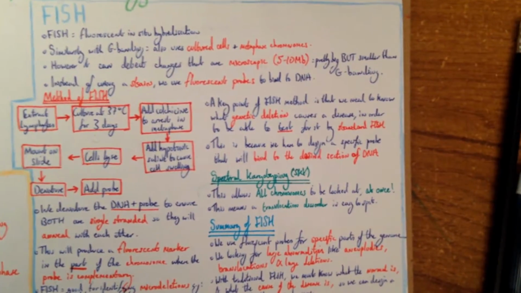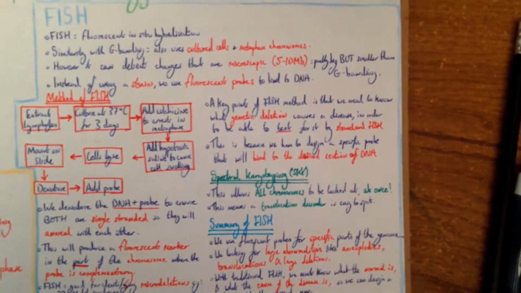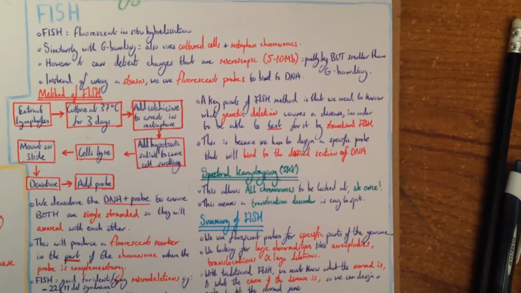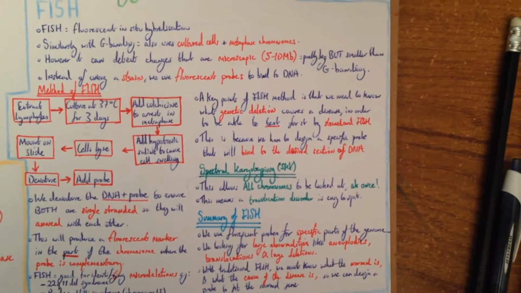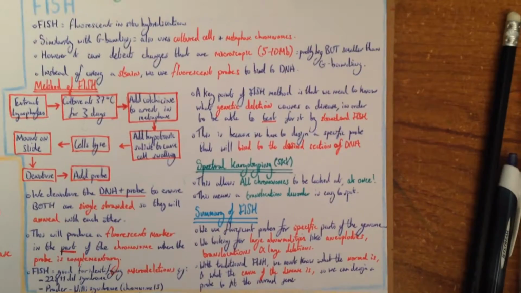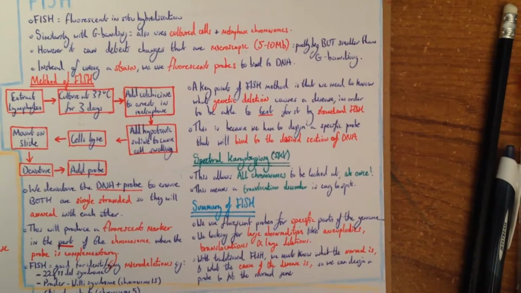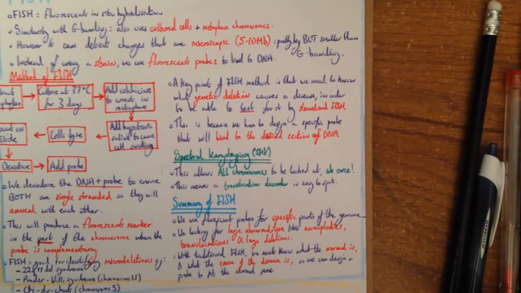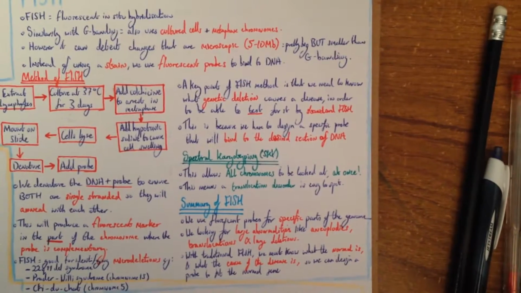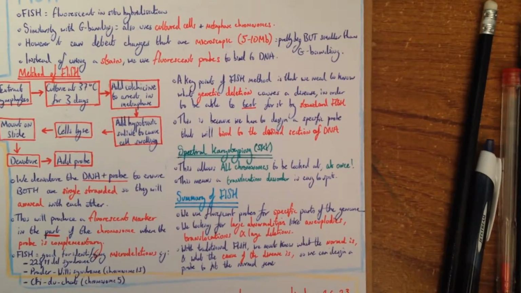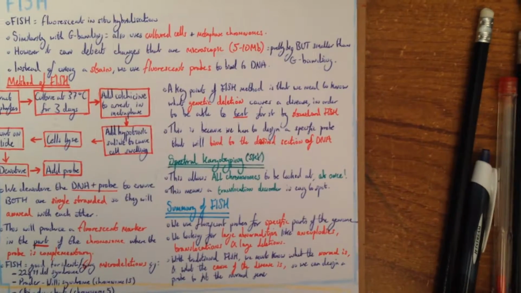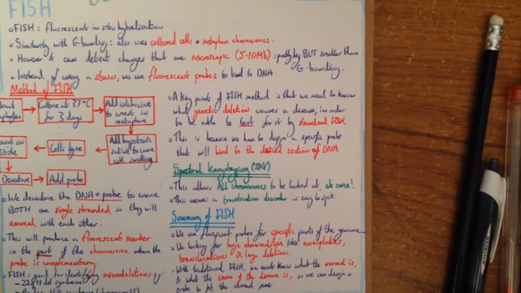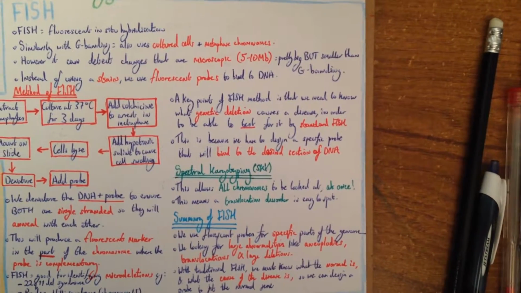We then move on to the next type of investigation, which is called FISH. FISH stands for fluorescent in situ hybridization. Similarly to G-banding, it also uses cultured cells and metaphase chromosomes. However, it can detect changes that are microscopic, 5 to 10 megabases, I believe. Just like megabytes, megabases, so 5 to 10 megabases, which is pretty big, but smaller than G-banding. So instead of using a stain, we use fluorescent probes to bind to DNA. The most important thing about FISH is that it can detect changes that are microscopic.